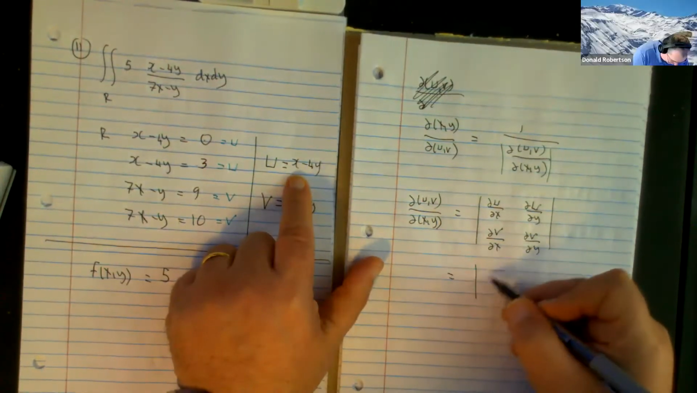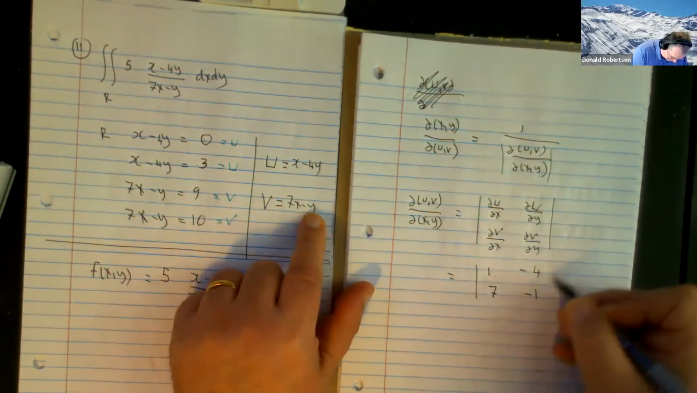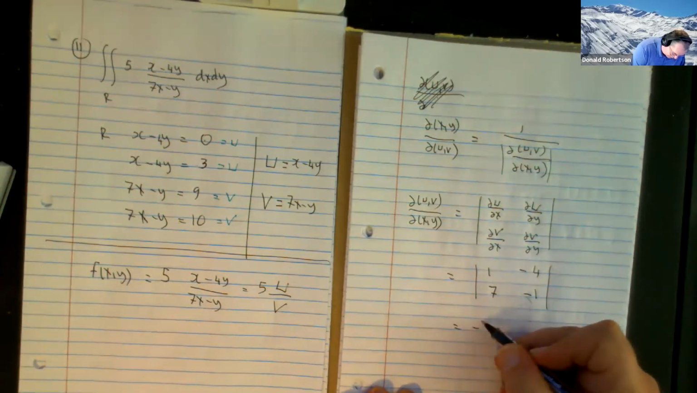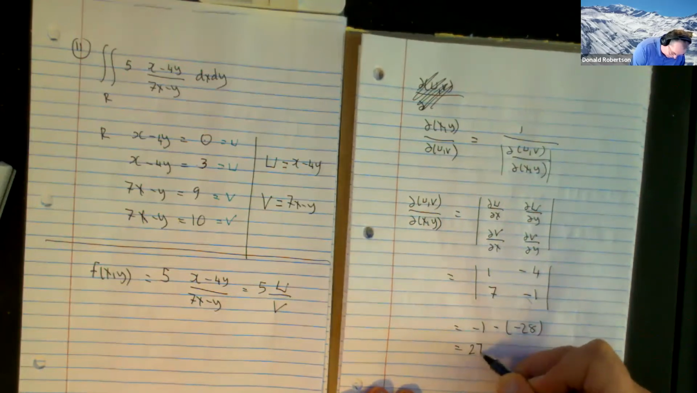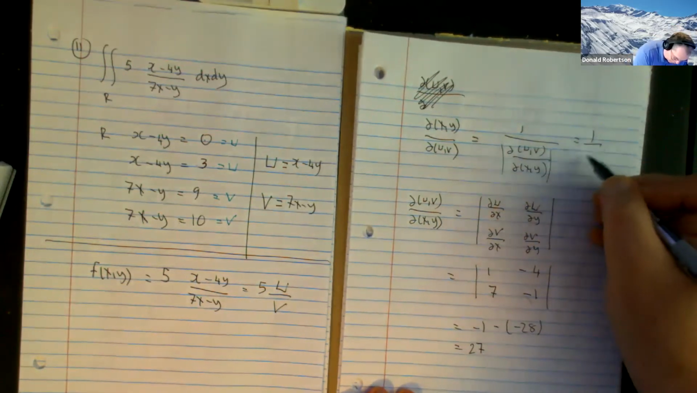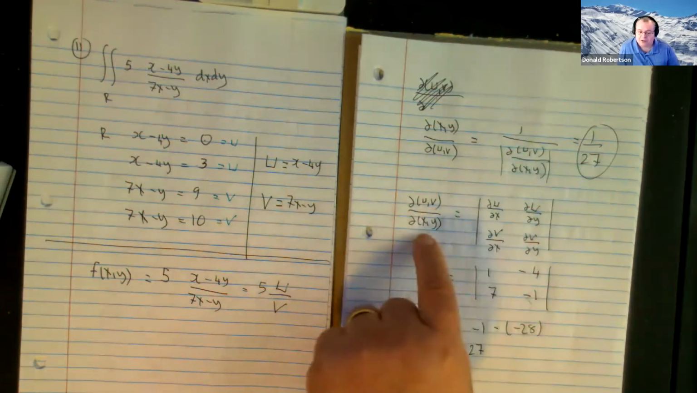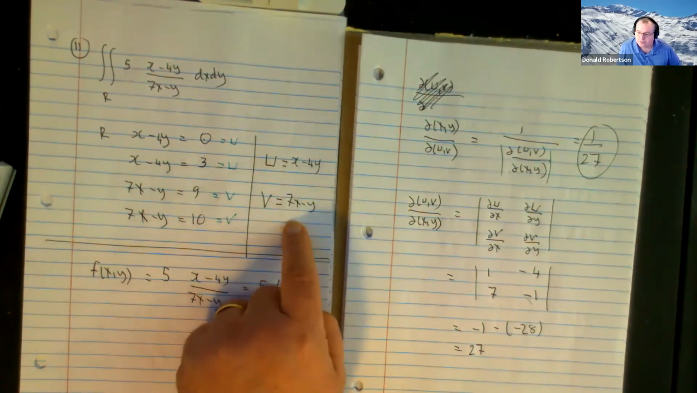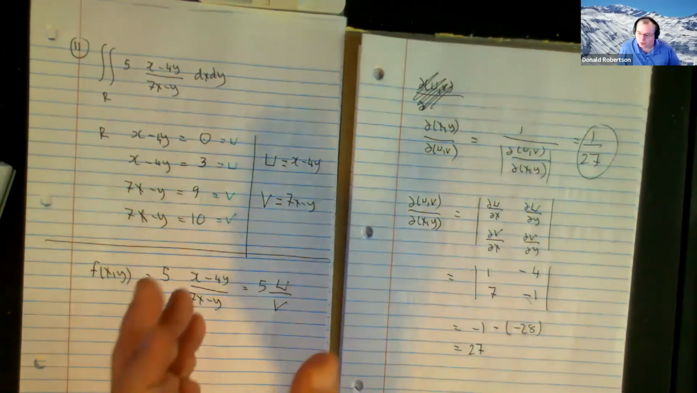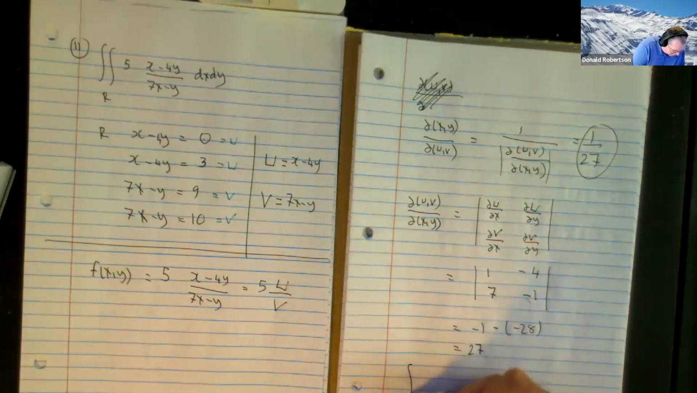Okay, differentiate with x, you get 1. With y, you get -4. With x, you get 7. With y, you get -1. Major diagonal, -1. Take away -28. I believe you get the answer +27. So the Jacobian is 1/27. Are you comfortable about this trick where if your substitutions are in terms of u and v rather than x equals and y equals, you can do this little sneaky way around.